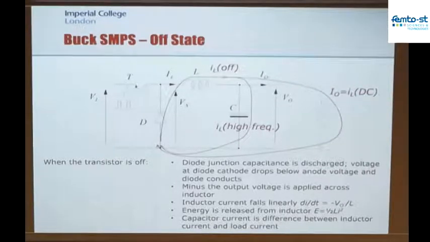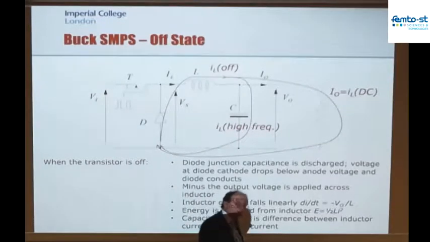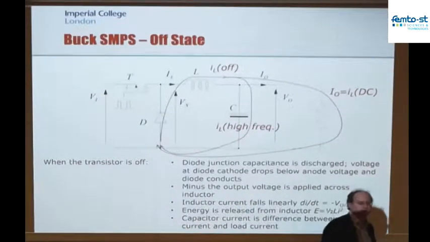You only operate a transistor in power electronics fully on or fully off. If it's fully on, there's no voltage drop across it, so there's no power loss in the transistor. If it's fully off, there's no current in it, so there's no power loss in the transistor.